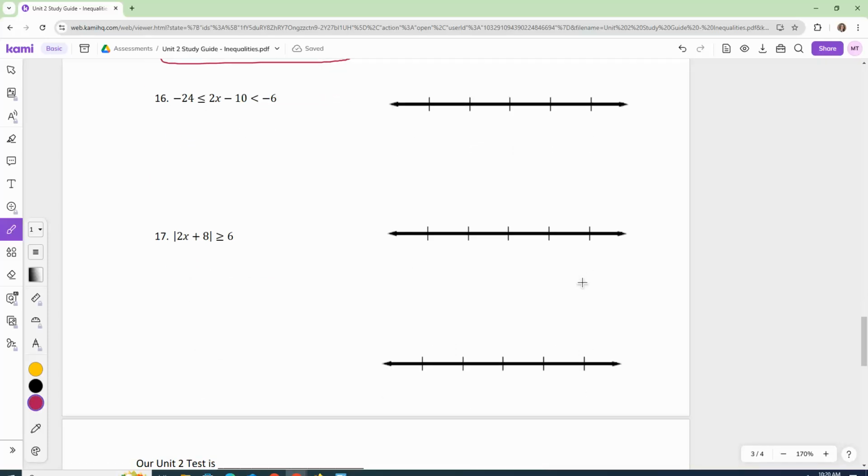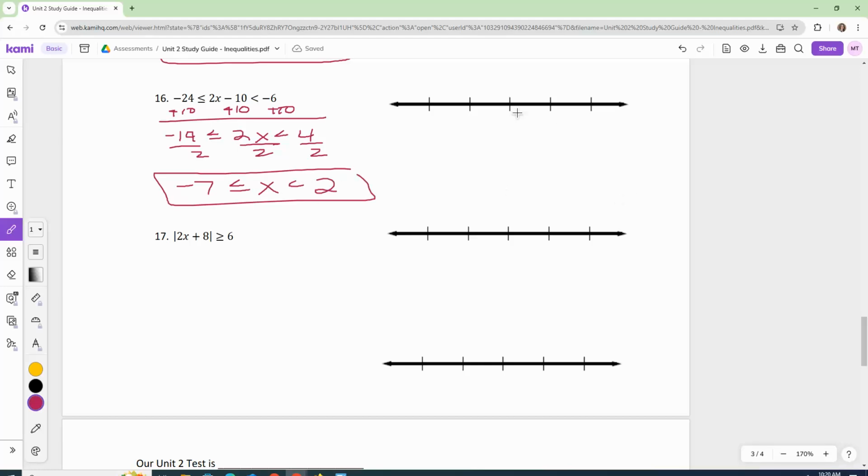Number 16. Everybody's fair game again. We've been through the list. Who wants number 16? Alright. The lucky one is Kylie. What do we do? Okay, so we get negative 14, less than or equal to 2x, less than 4, and then divide by 2. So negative 7, less than or equal to x is less than 2.